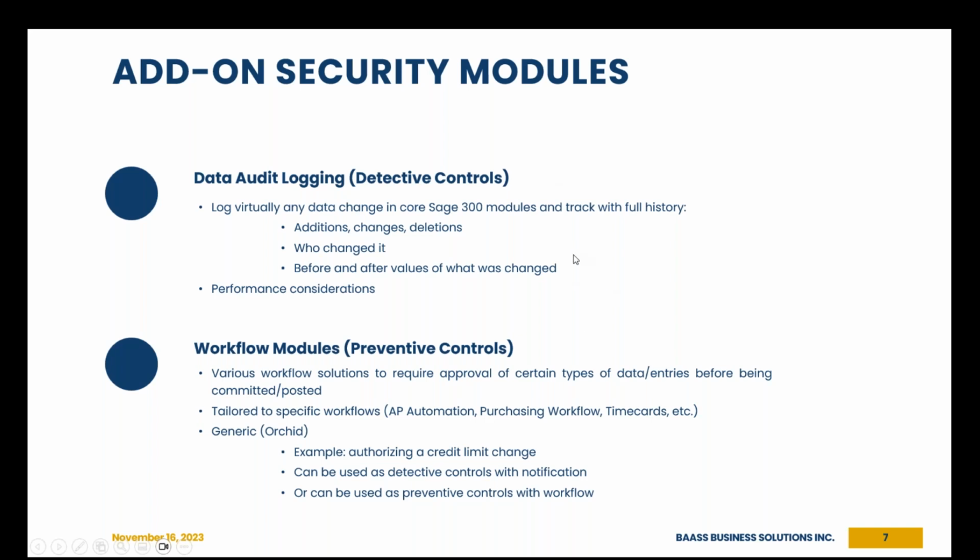So in that example of changing a customer credit limit, instead of just reporting on it after the fact, that detective control with the audit logging capability, you might have designed a little workflow that says if someone goes to change a credit limit and it's more than a certain type of change or above a certain amount, then it's got to be approved by somebody first. And it's a nice solution that just works directly within the Sage 300 user interface.